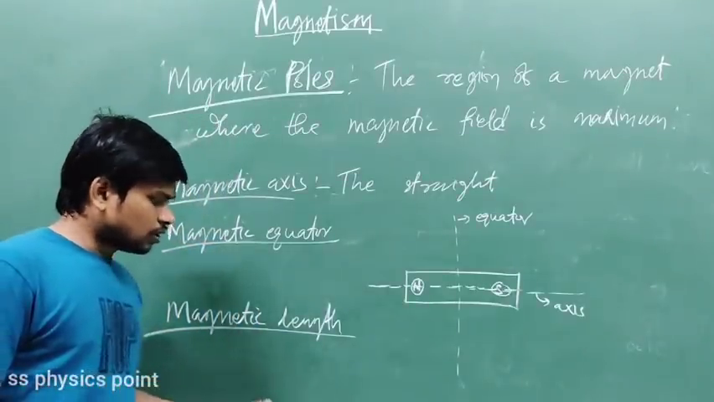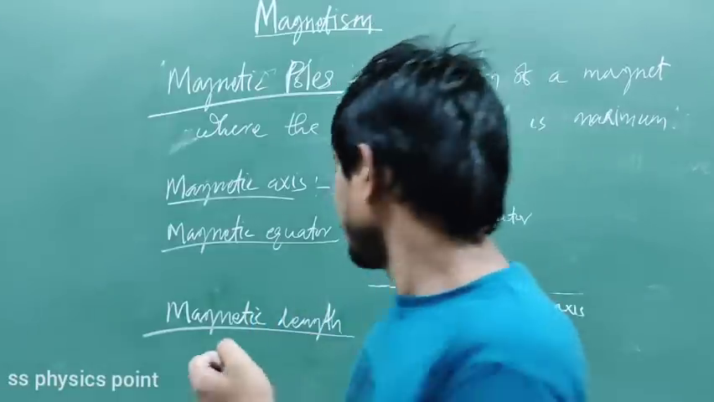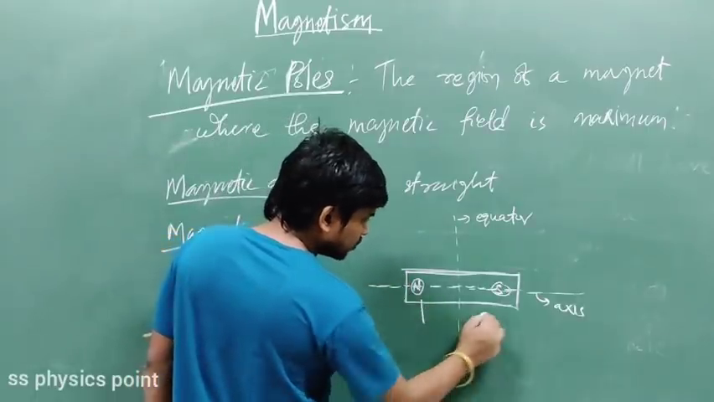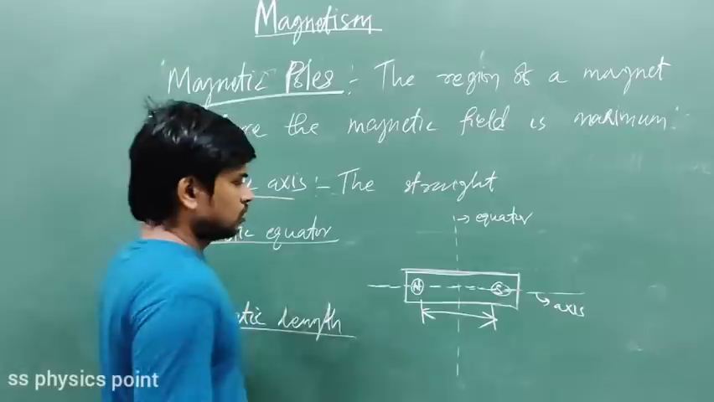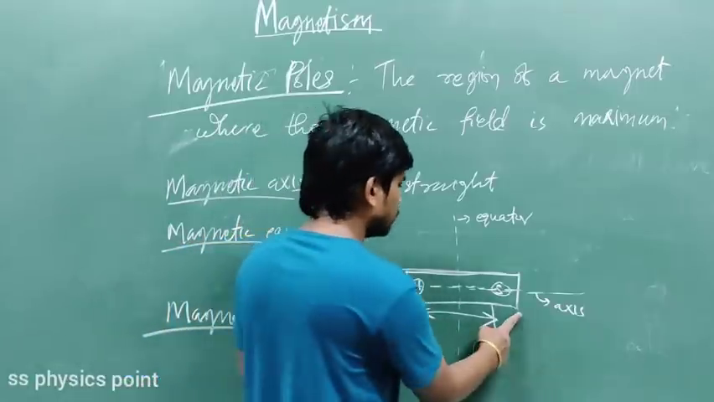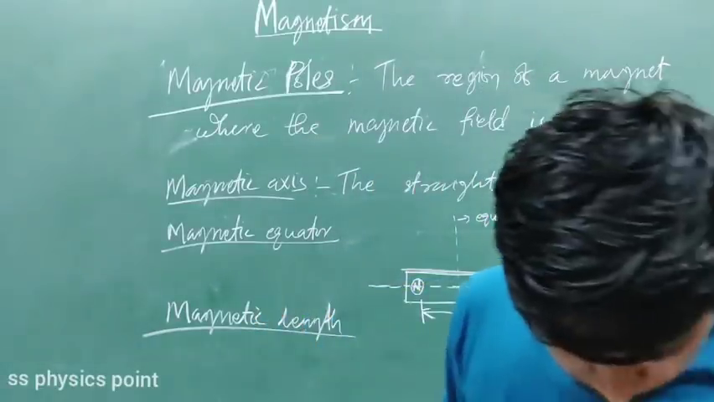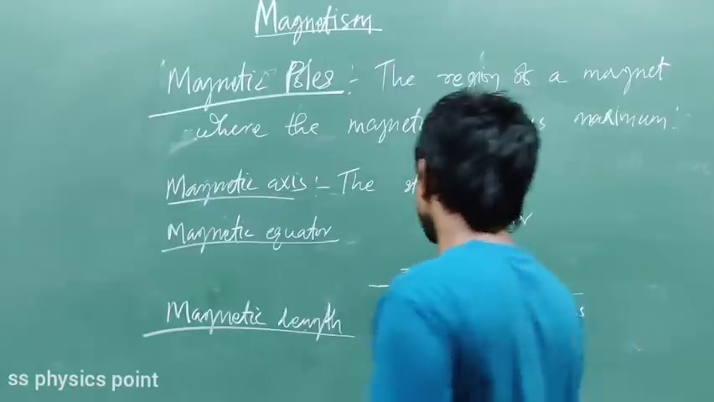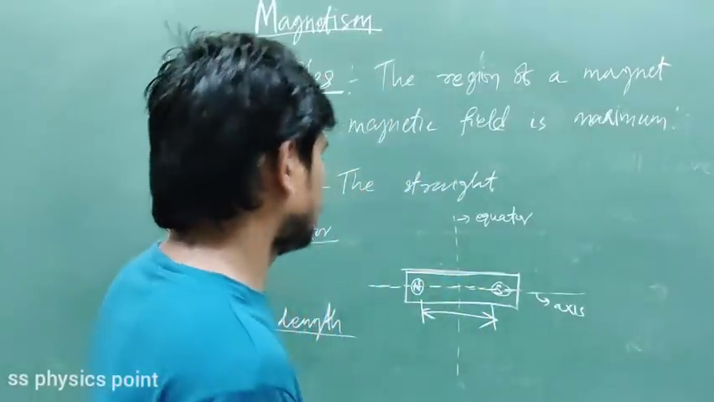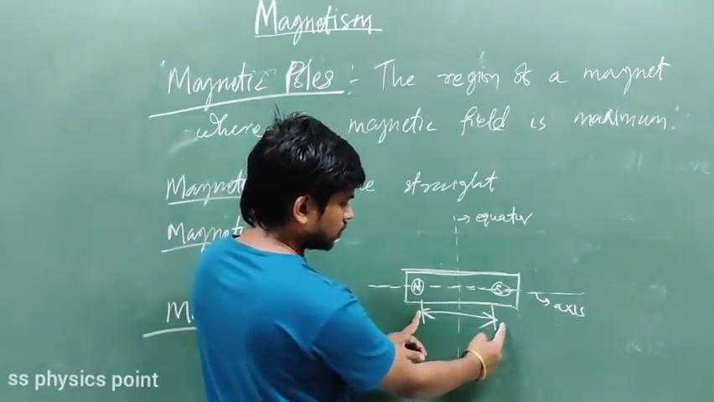Then one more thing, remember the magnetic length and the actual length of the magnet, which is called the geometrical length. This length is known as geometrical length, and the distance between the two poles is said to be magnetic length. This distance is magnetic length, this is geometrical length, and there is a certain ratio, 0.84. No need to remember that one, just remember this is geometrical length, and this is magnetic length.